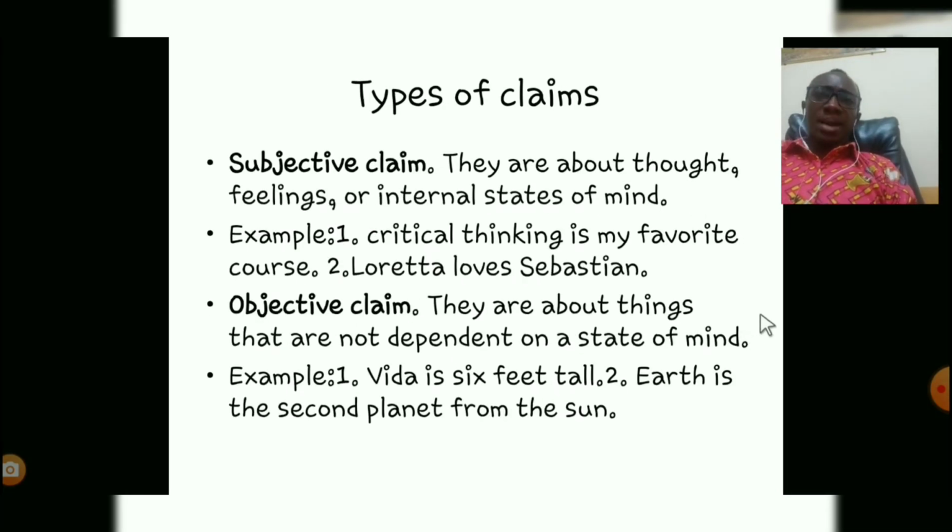Now, let's look at types of claims. There are 2 types of claims. We have the subjective claims and objective claims. With subjective claims, they are about thoughts, feelings, or internal state of mind. So when you make a claim and the claim is based on your own feelings, your own thinking, you are making a subjective claim. That means it's subject to you. So whether the claim is true or false is based on what you believe or think.